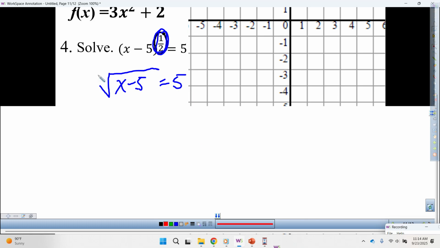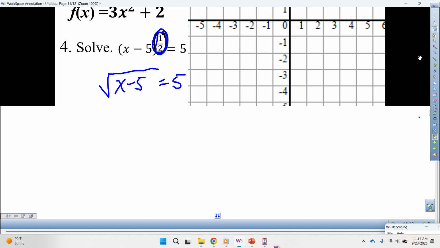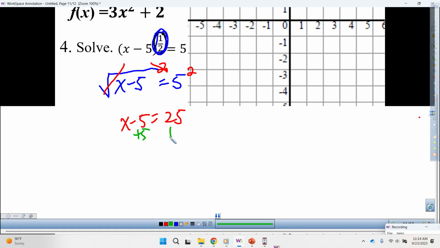Next, we need to cancel the square root. What cancels the square root? Okay, let me go back to the previous one. What canceled a square? A square root. So therefore, what cancels a square root? The square. Square here and square there. This cancels that. We're left with x minus 5 equals 25, and the rest is history. Plus 5, plus 5, x equals 30.